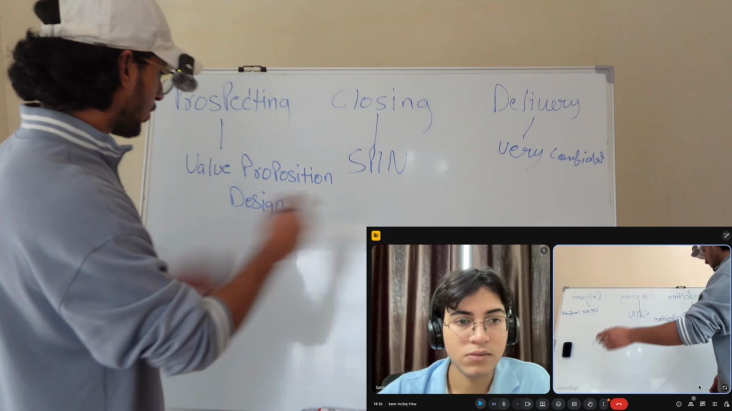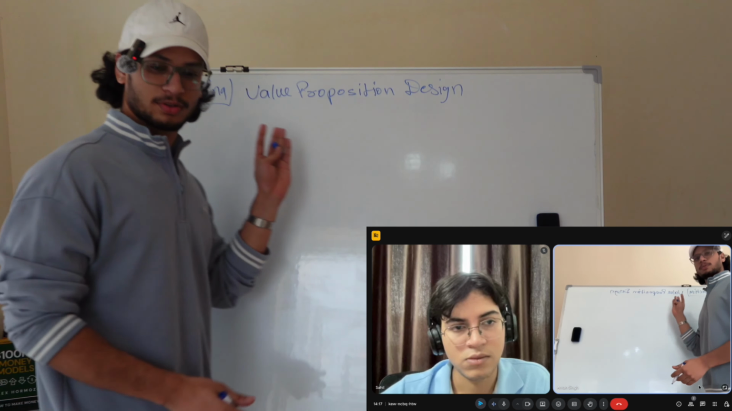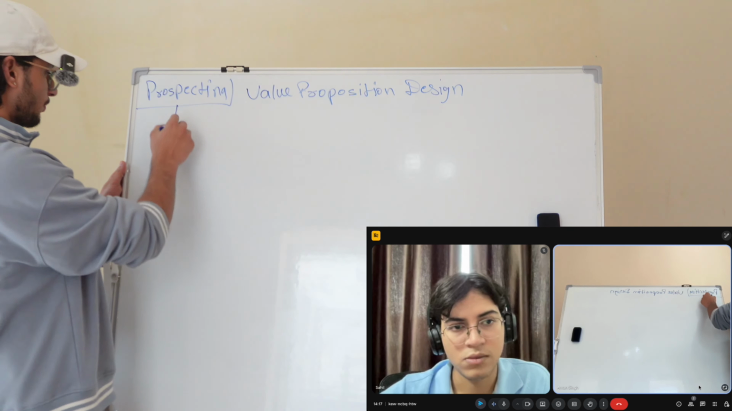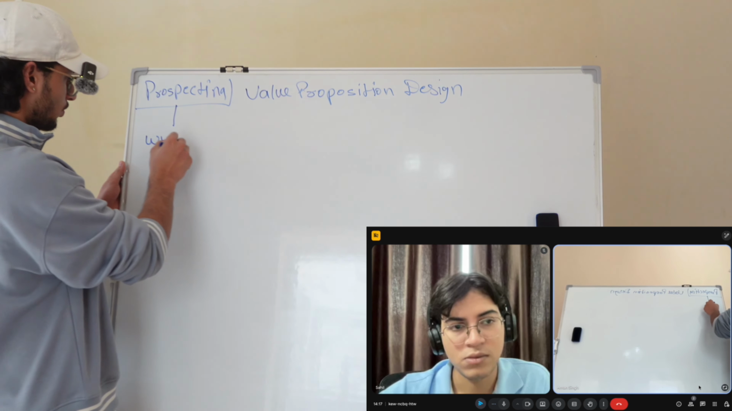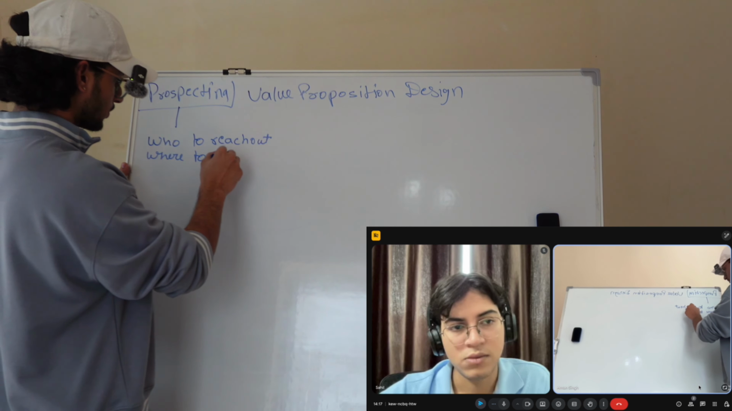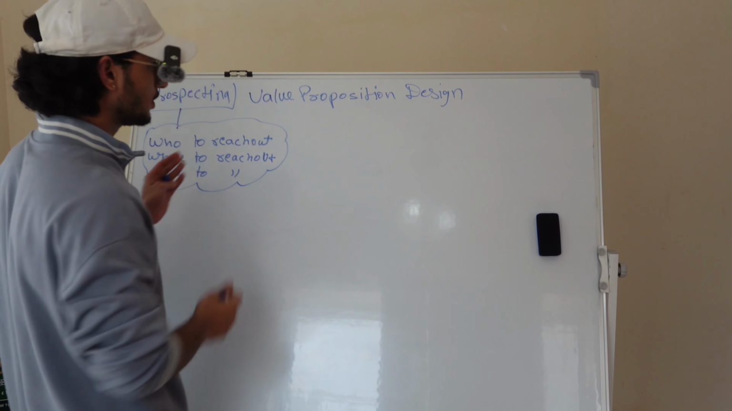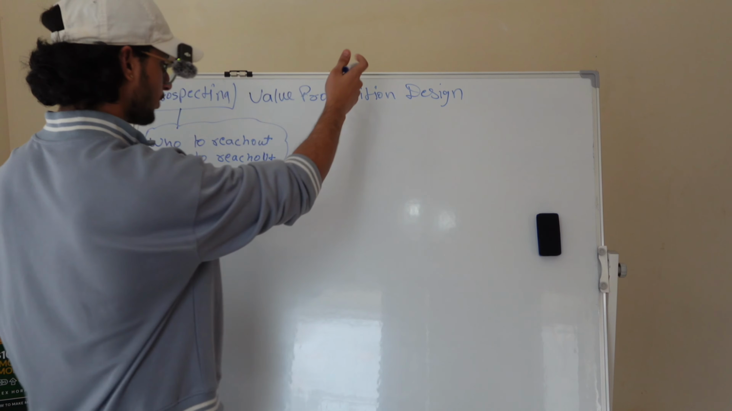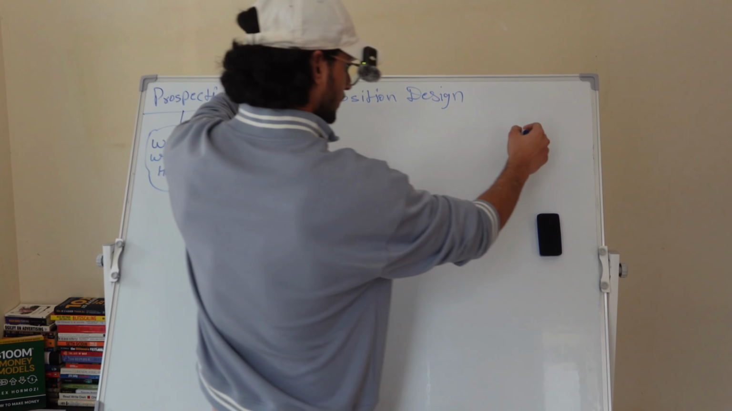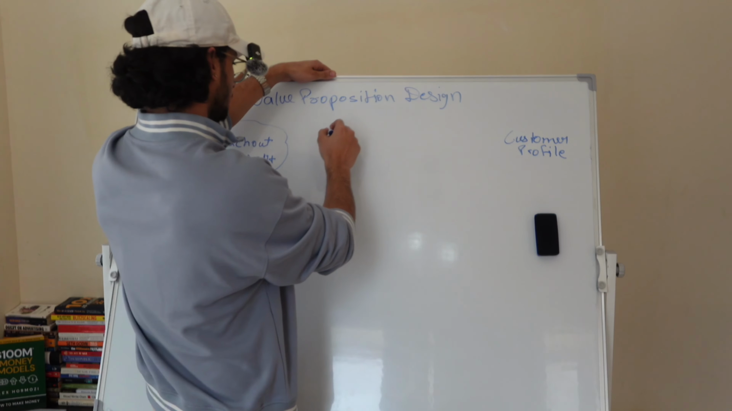So in this whole video, we are going to talk about this. When we talk about prospecting, in simple terms, even a 5-year-old can understand the goal: to know who to reach out to, where to reach out, and how to reach out, right? To answer these three questions, you need to understand value proposition design. Value proposition design is divided into two parts: one is the customer profile, the other is the value map.